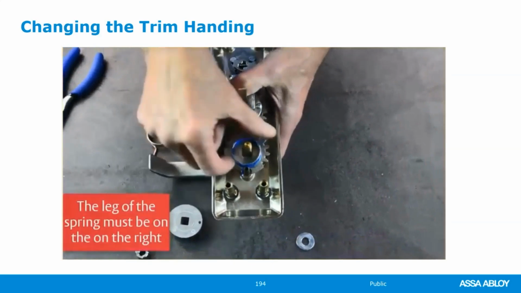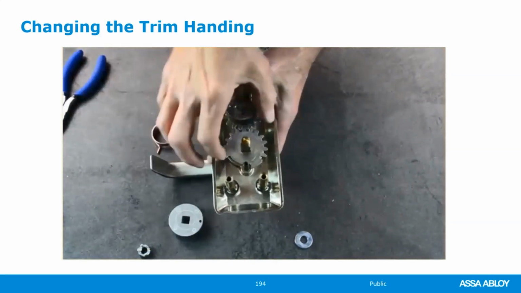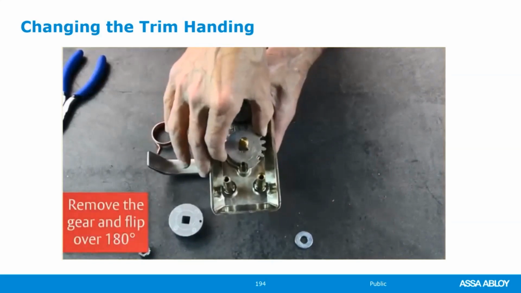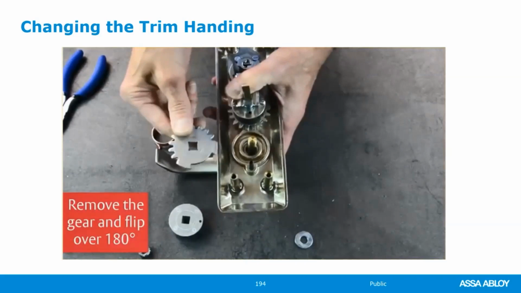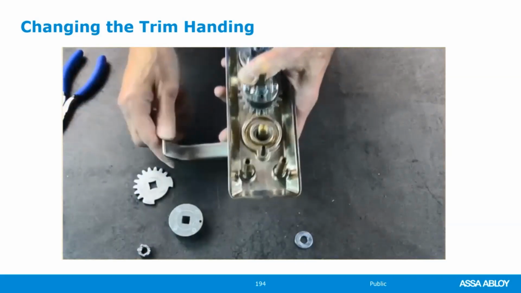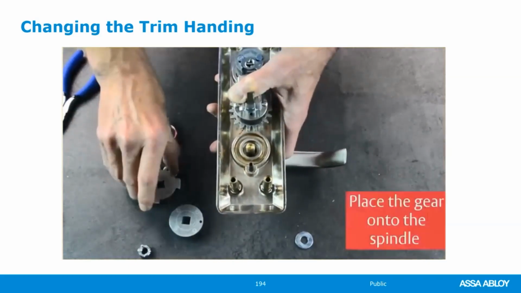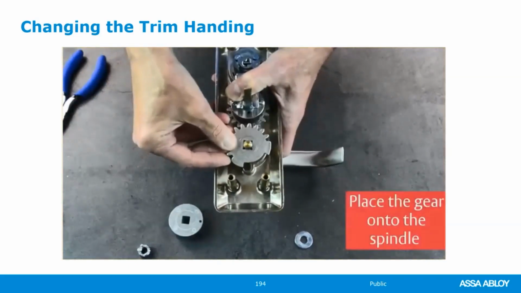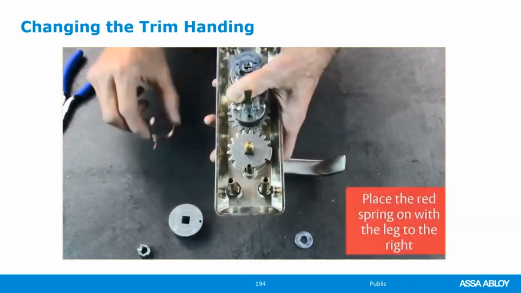Okay, so we're going to put the blue spring aside, and we're now going to remove the gear. When we pick up this gear, you're going to pick it straight up and just flip it right over. And that's exactly how it's going to be reinstalled. So we're going to place that down. We're going to rotate the lever 180 degrees. And now we're going to put the gear back on, just like we took it off, but the opposite way. Just like that. Now we're going to put the red spring on.